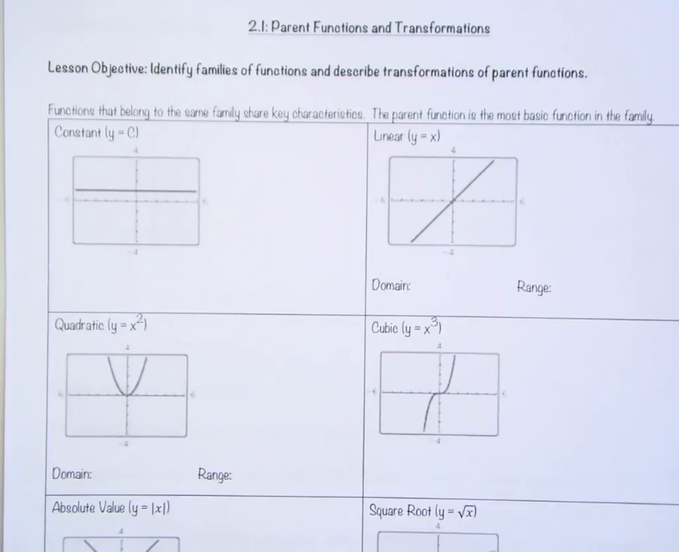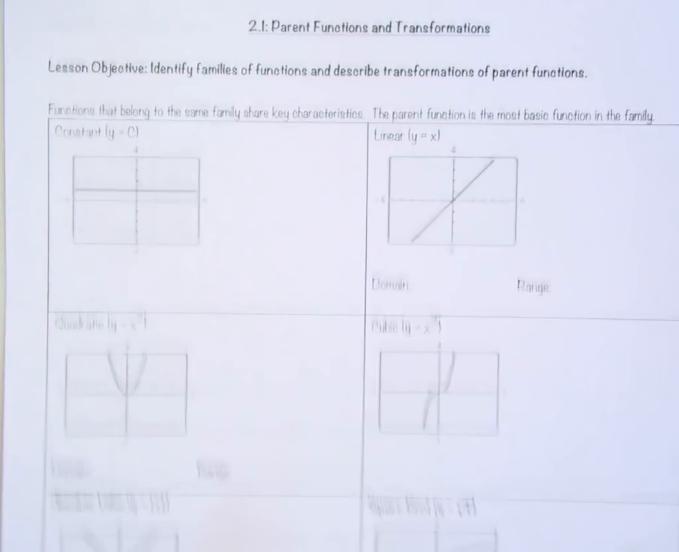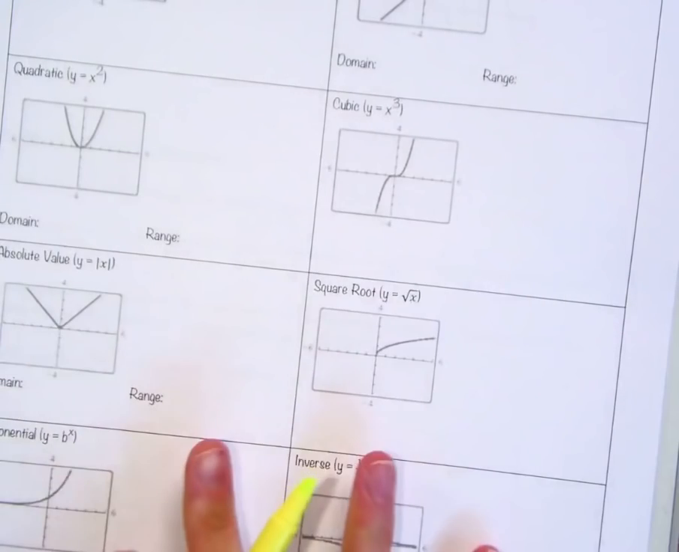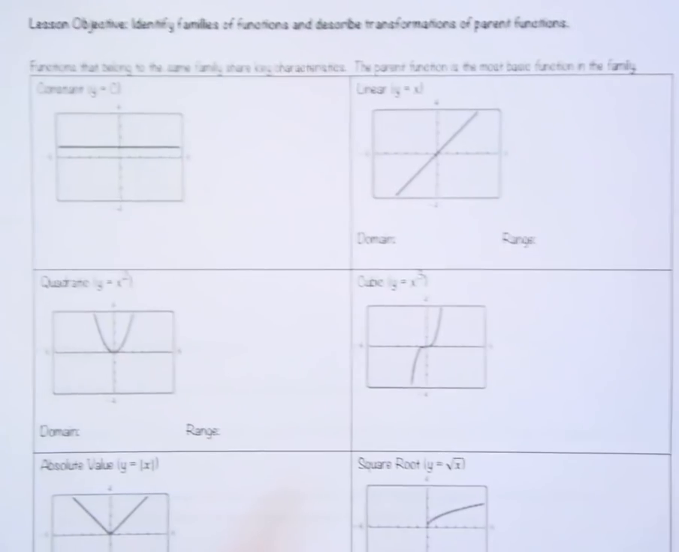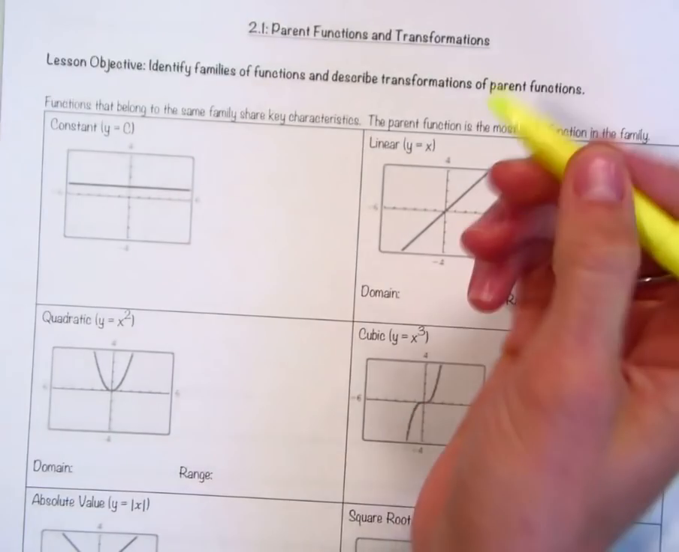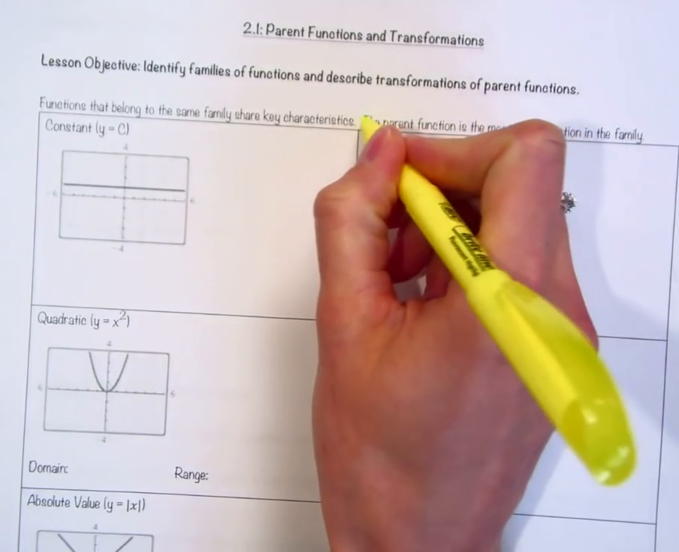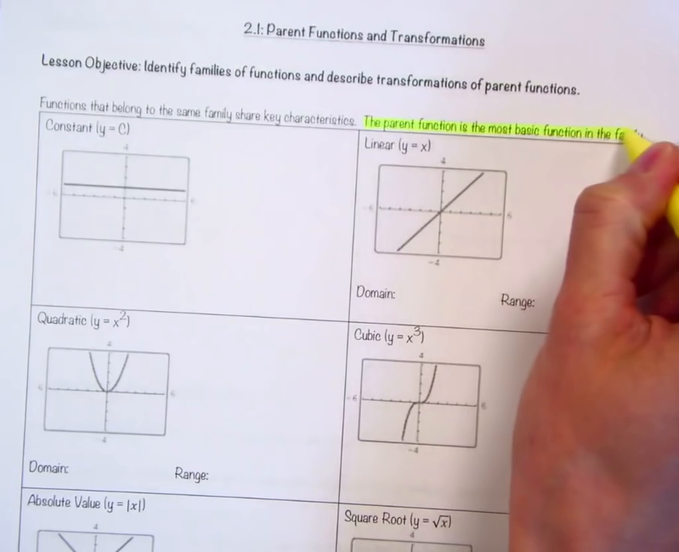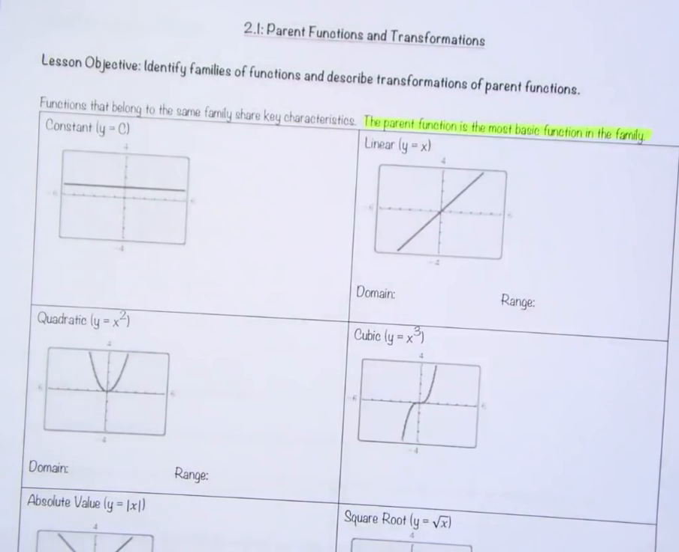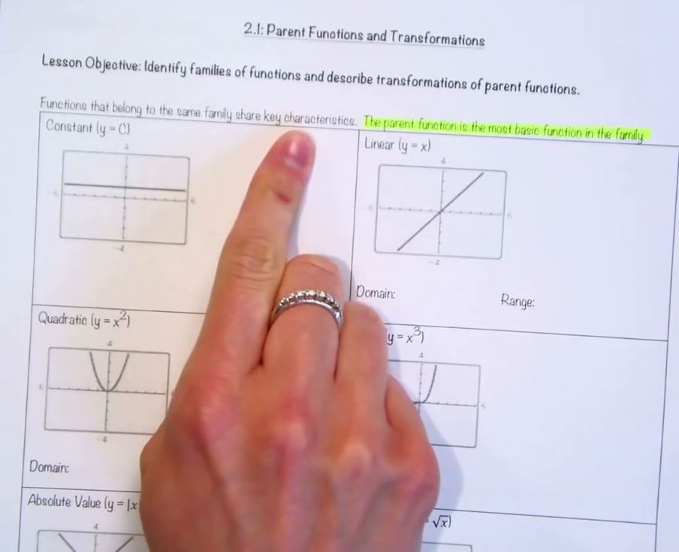Okay, so we're going to start off by just talking about some of the basic vocabulary and a couple of the translations, and then we'll add on to that next class. All right, so I gave you just kind of 8 examples of what's called a parent function. And a parent function is the most basic function in the family. Okay, so functions that belong to the same family share key characteristics.